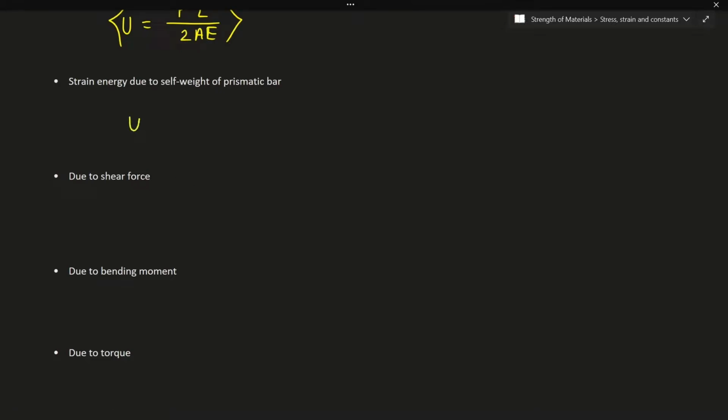So what about the strain energy due to the self weight? Here U will be given by gamma square A into L cube divided by 6. Here gamma is the unit weight, so W is given by gamma into A into L. And gamma is in the units newton per millimeter cube or meter cube, right?